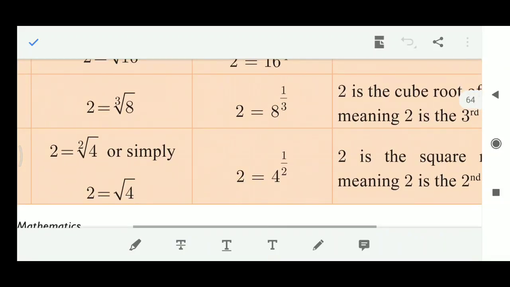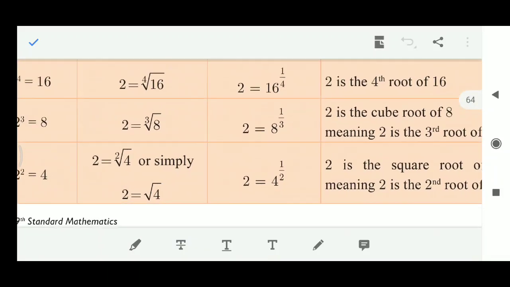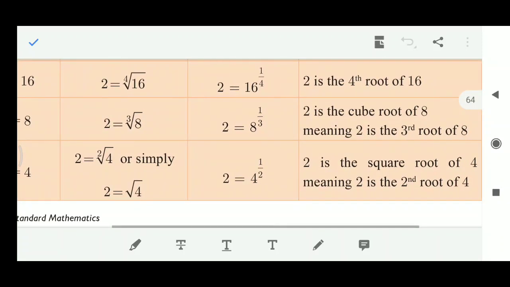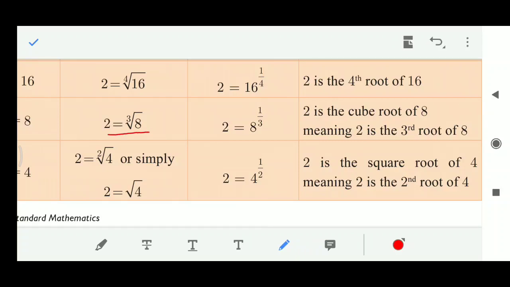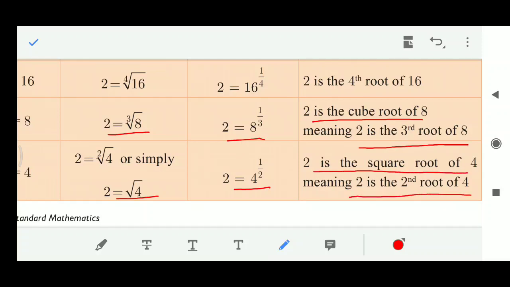Here we have two special cases, which is 2 power 3 is equal to 8, which can be written as 2 equal to cube root of 8, 2 is equal to 8 power 1 by 3. 2 is the cube root of 8, meaning 2 is the third root of 8. So you can read this in two ways. One is cube root or third root. Like that square root or second root of 4. So you have to understand these two concepts.